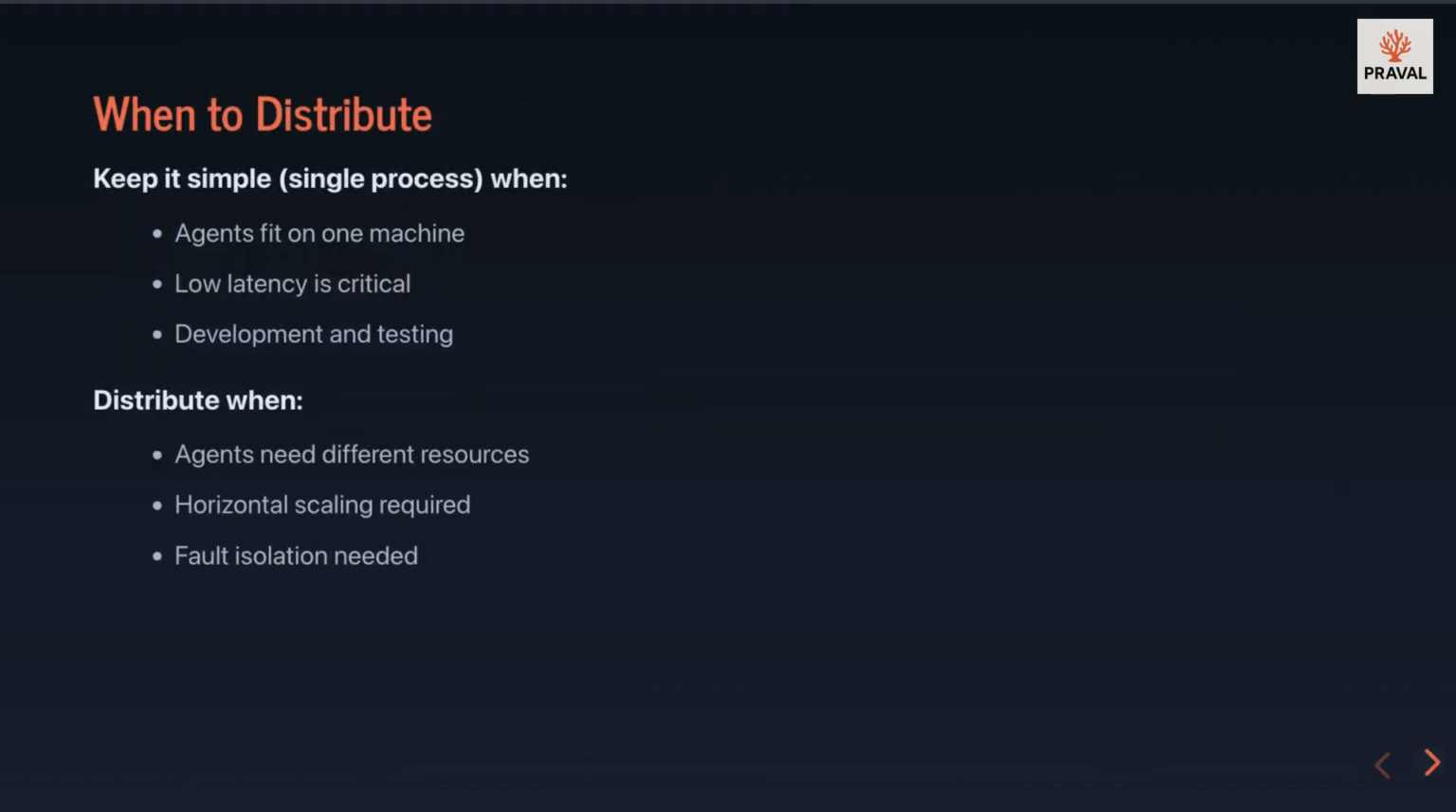When should you distribute agents? When you need horizontal scaling, running multiple instances of a heavy processing agent. When agents need to run on specialized hardware, like a GPU machine for ML. When you want fault isolation, so one agent crashing doesn't take down others. Or when you're building a microservices architecture and want agents to be independent deployables.